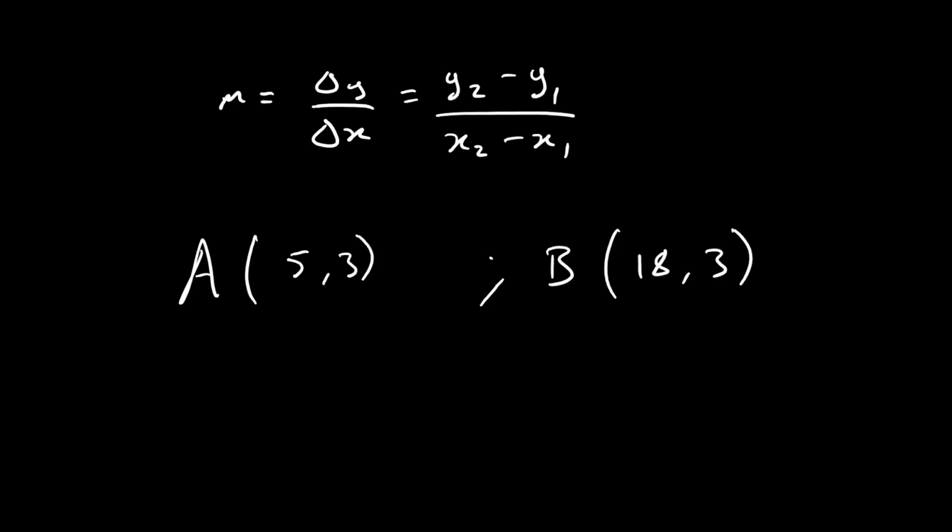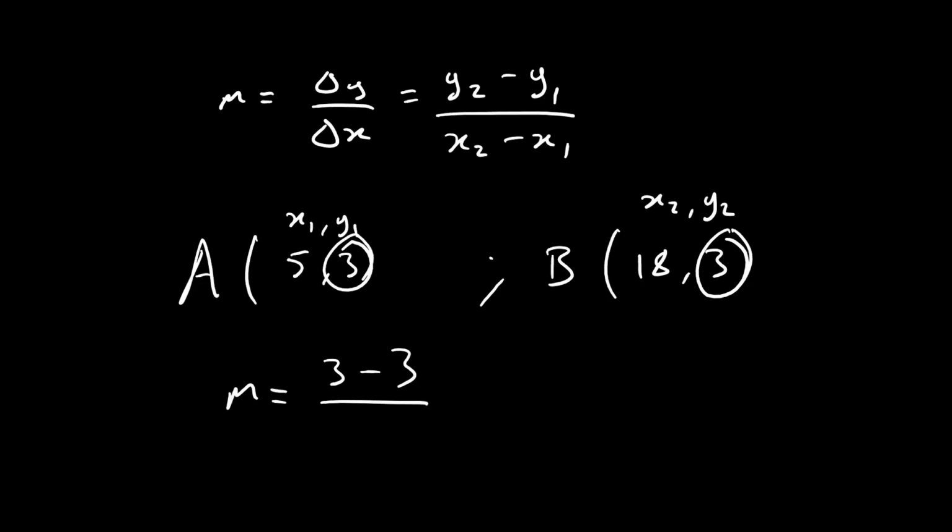Okay, so what is our gradient? Well, our gradient is our change in y over change in x. So if we call A x1, y1, and B x2, y2, now all we have to do is simply take y2, which is 3, and take away our y1, which is 3. And then we take our 18, which is our x2, and take away our x1, which is 5. So 18 minus 5.